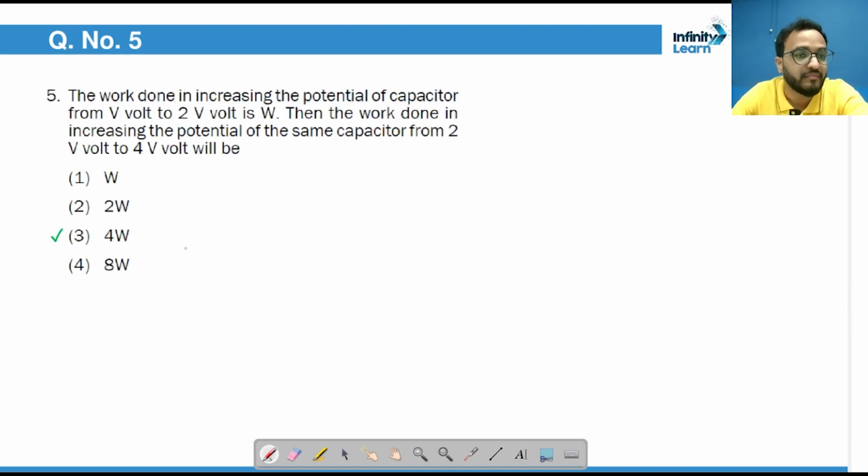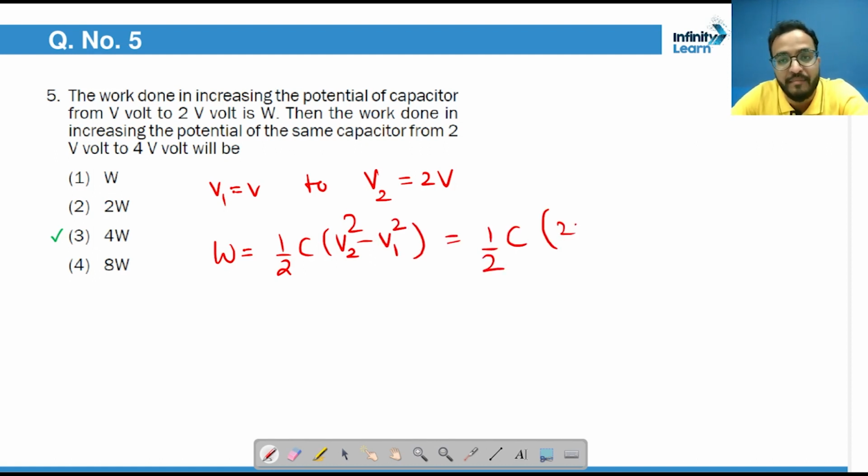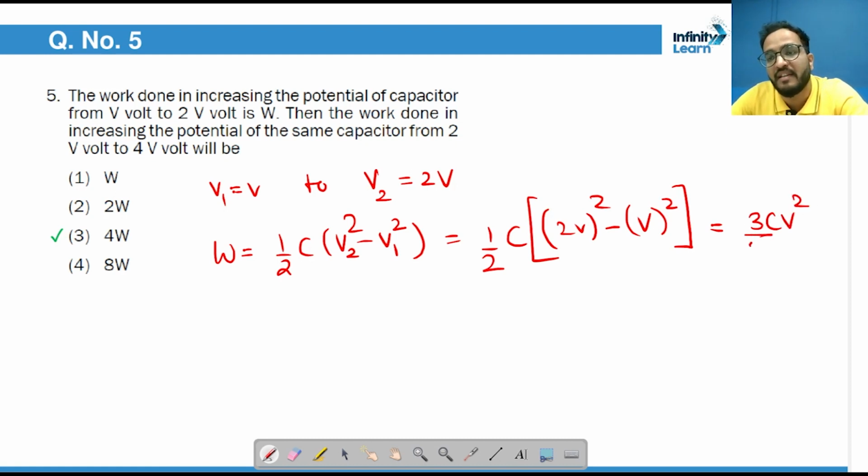So let's move on. Question number 5. This is a simple one. The work done in increasing the potential of a capacitor from V volt to 2V volts. So V1 is V and V2 is 2V. Then the work done, see, work done is the change in potential energy of the capacitor, right? Half C into V2 square minus V1 square. So it's going to be half C into 2V whole square minus V square. That is going to be 3CV square by 2. That is the work done, so we can say that W is equal to 3 by 2 CV square, right?